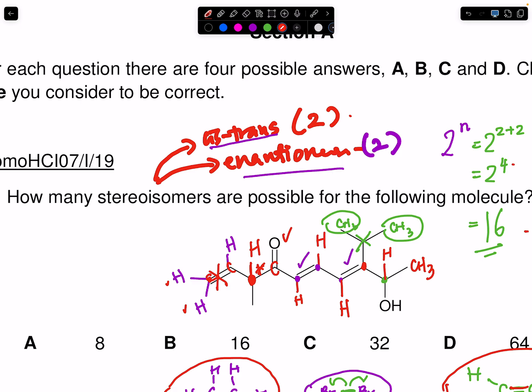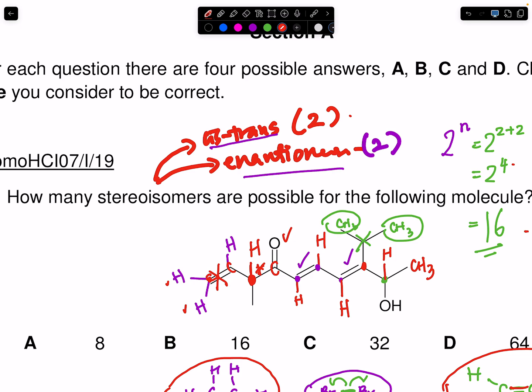Next, for me to find enantiomers, I need to find chiral centers. Correct or not? And what's a chiral center, guys? An sp3 carbon bonded to how many groups? 4. So again, no point looking at this, or any of these carbon atoms. Why is that so? Because they're all sp2. Agree? So therefore, there's only one chiral center here, and another chiral center over here.